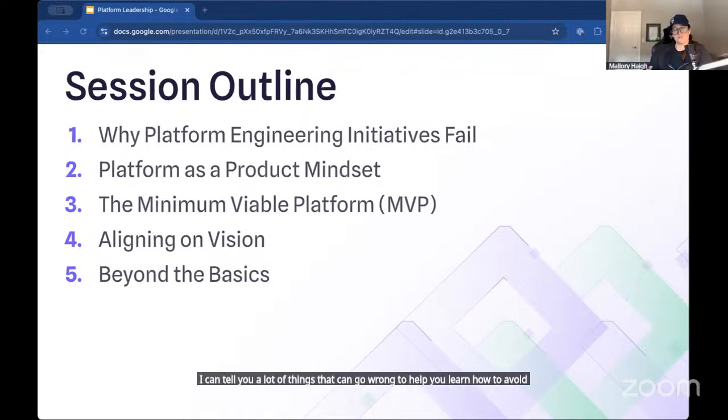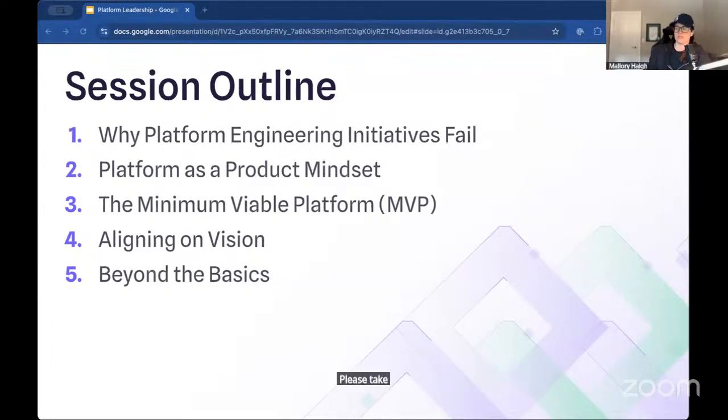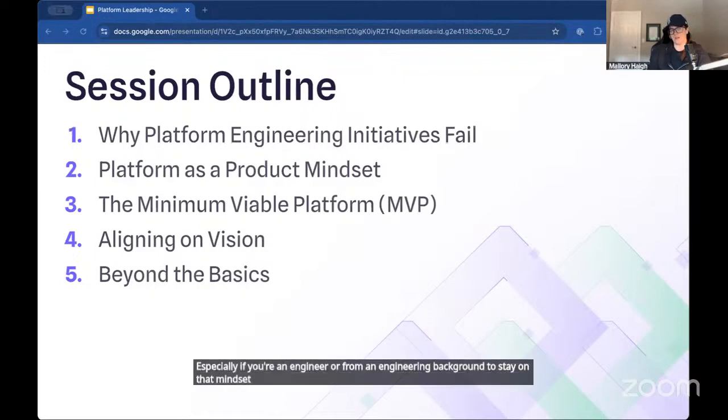those roadblocks. I also want to look at the platform as a product mindset. This is incredibly important. And if you take one thing away from this, please take that from this talk. I can't stress it enough. It's very hard, especially if you're an engineer or from an engineering background, to stay on that mindset. So take the time to really think about it.